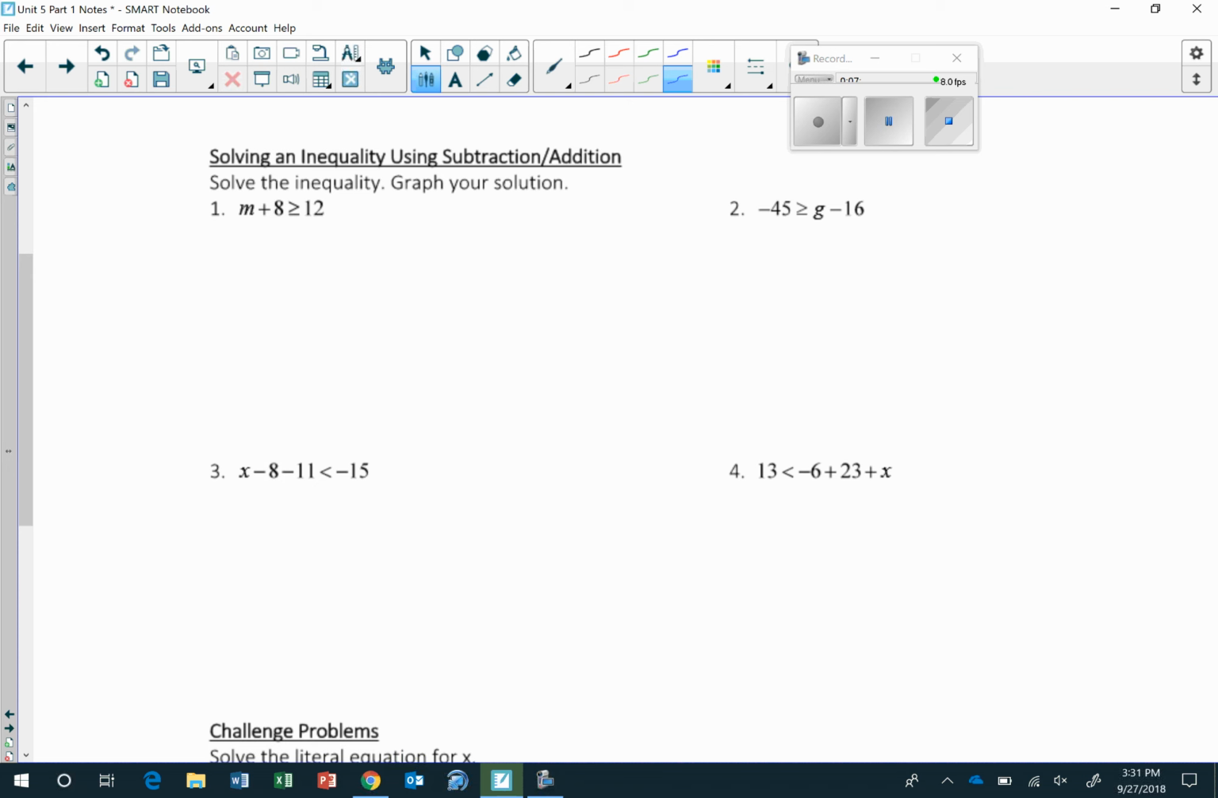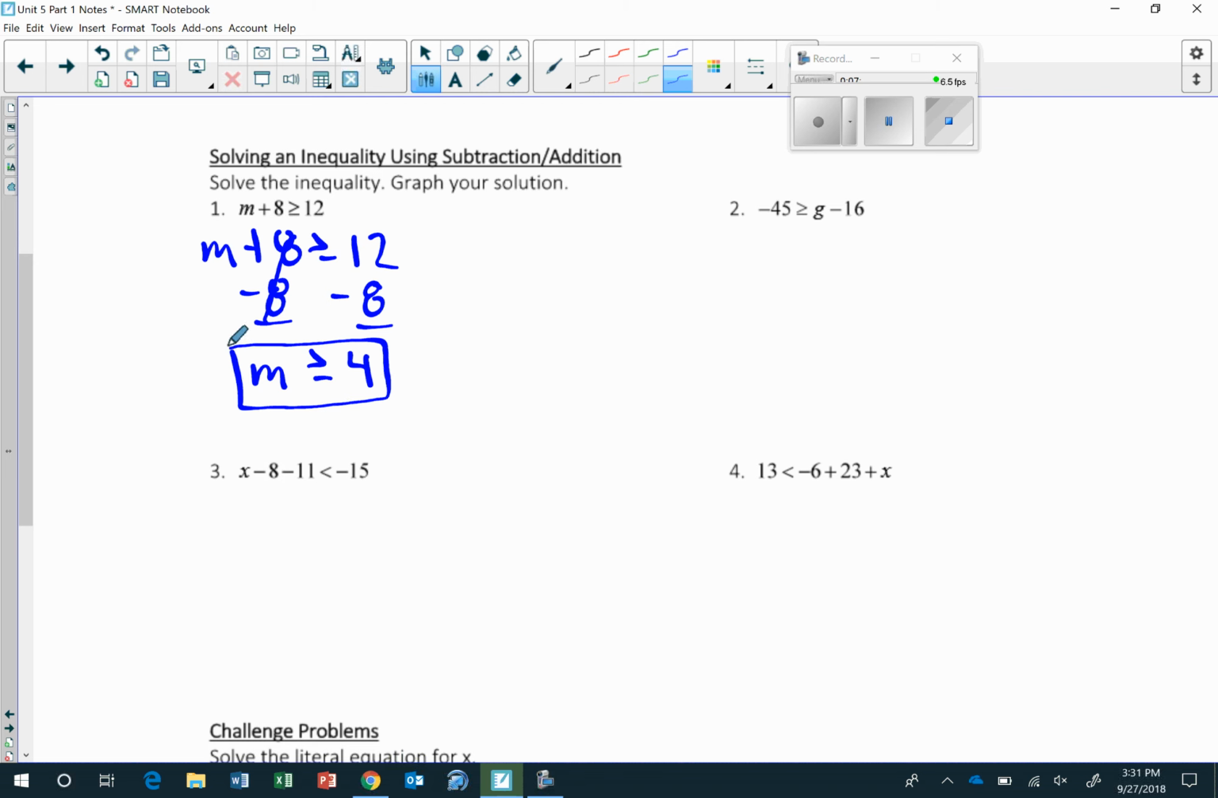So for number 1, we have m plus 8 is greater than or equal to 12. Just like when I solved equations, I'm going to go to the side with the variable. M is on the left side. Over on the left side, I have m plus 8, so I need to move that positive 8 to the other side. So to undo that addition, I'm going to subtract 8 from both sides. So those cancel each other out, and I'll get m is greater than or equal to 4. And that's my final answer.